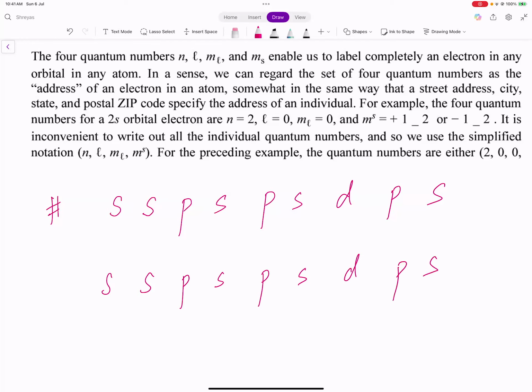For s, we start with 1, right? 1, 2, 3, 4, and 5. For p, we start with 2, so then 2p, 3p, 4p. For d, we start with 3, right? Got it?